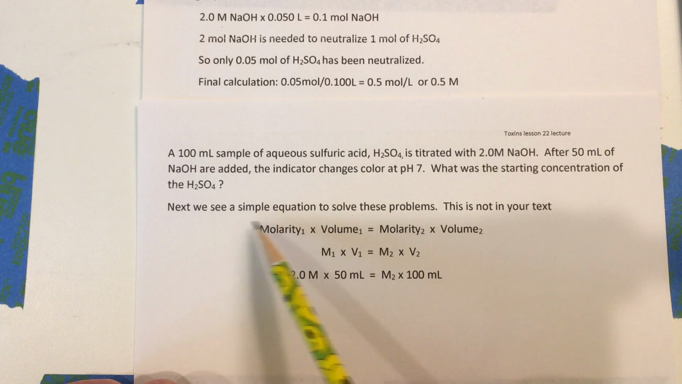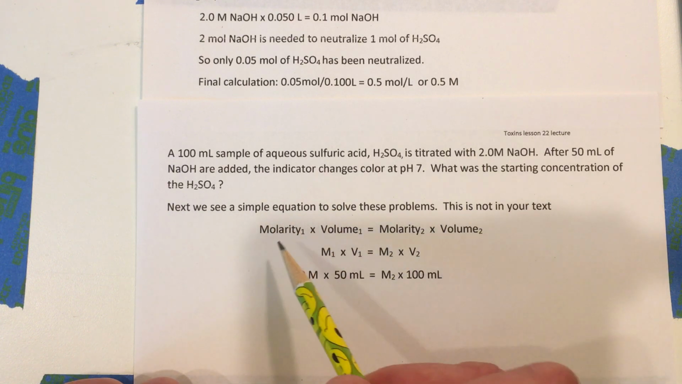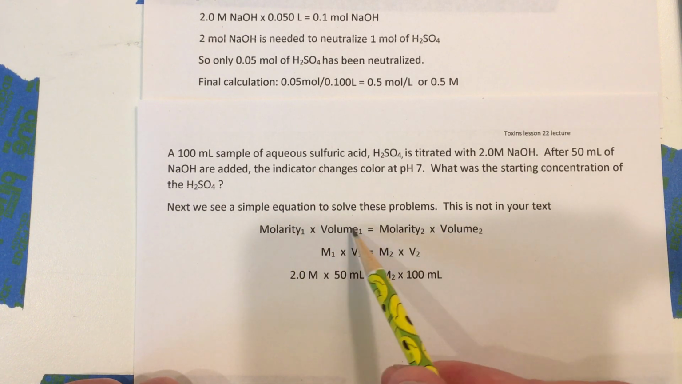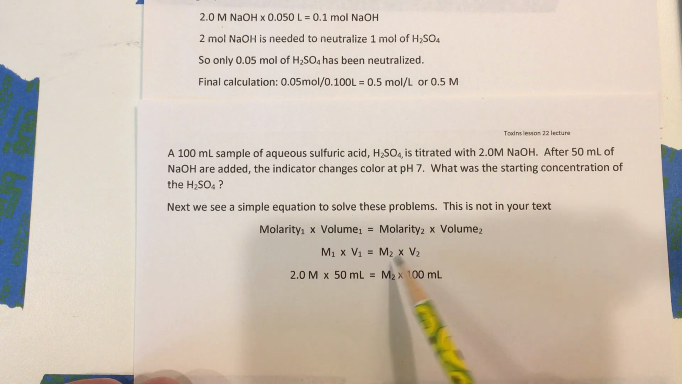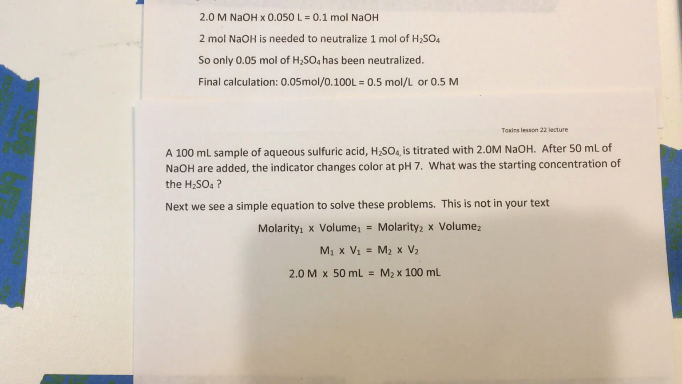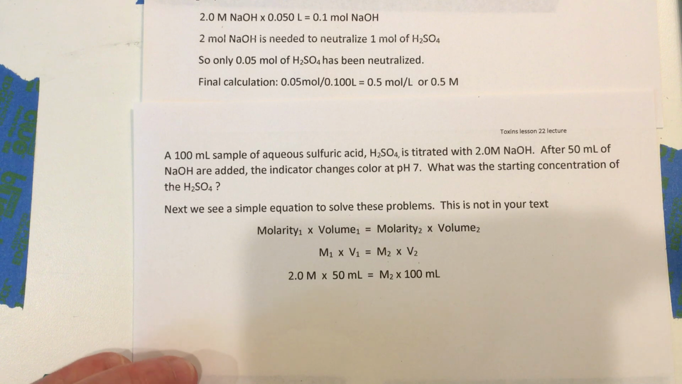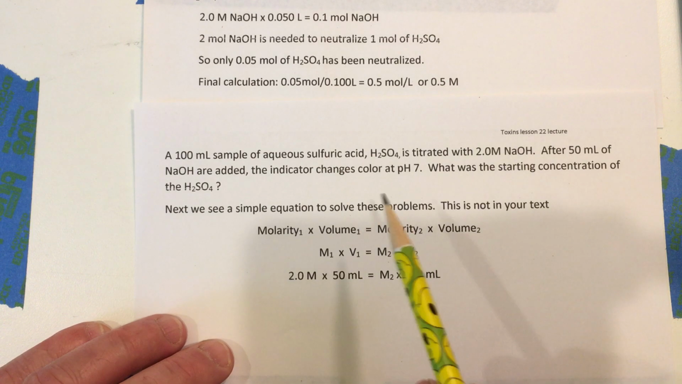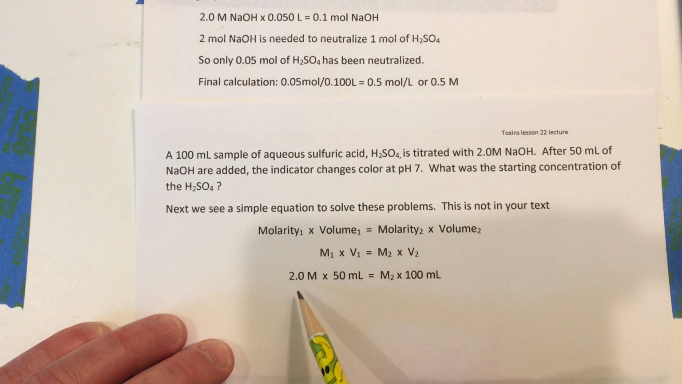So the equation goes something like this. M1 times V1, molarity 1 times volume 1, equals molarity 2 times volume 2. And we used this equation back in the dilution lesson. I can't remember what that was, something like that. And so the same equation can be used, but instead of doing a dilution problem, we're doing a neutralization problem. And so I'm just going to plug in the numbers.